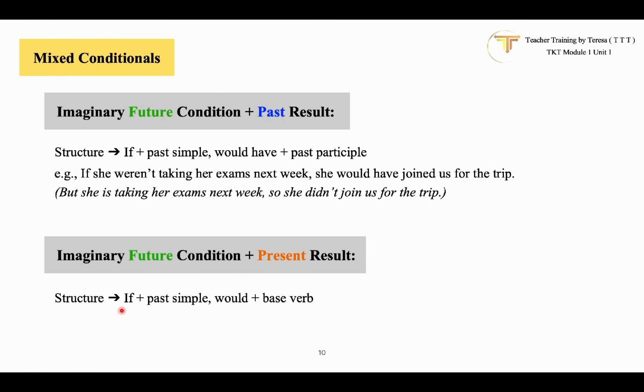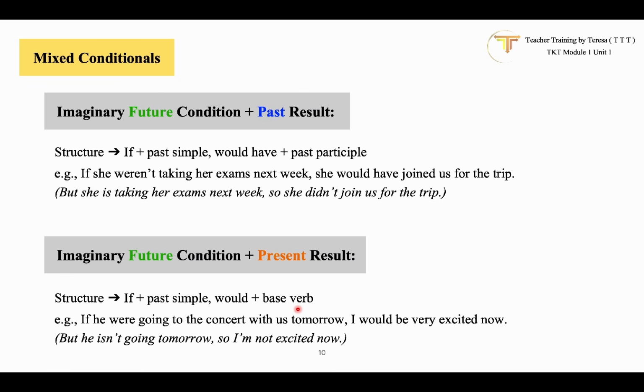Structure: if plus past simple, would plus base verb. Example: if he were going to the concert with us tomorrow, I would be very excited now. But he isn't going tomorrow, so I'm not excited now.